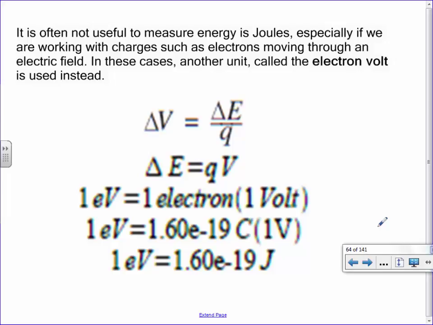Now, the next thing I need to point out is that we're often not going to work with standard units of joules for energy. There's actually a second unit of energy that we need to start working with, known as an electron volt. It's written as a capital E, capital V. Small e for electron, capital V for volt, and this is another unit of energy.